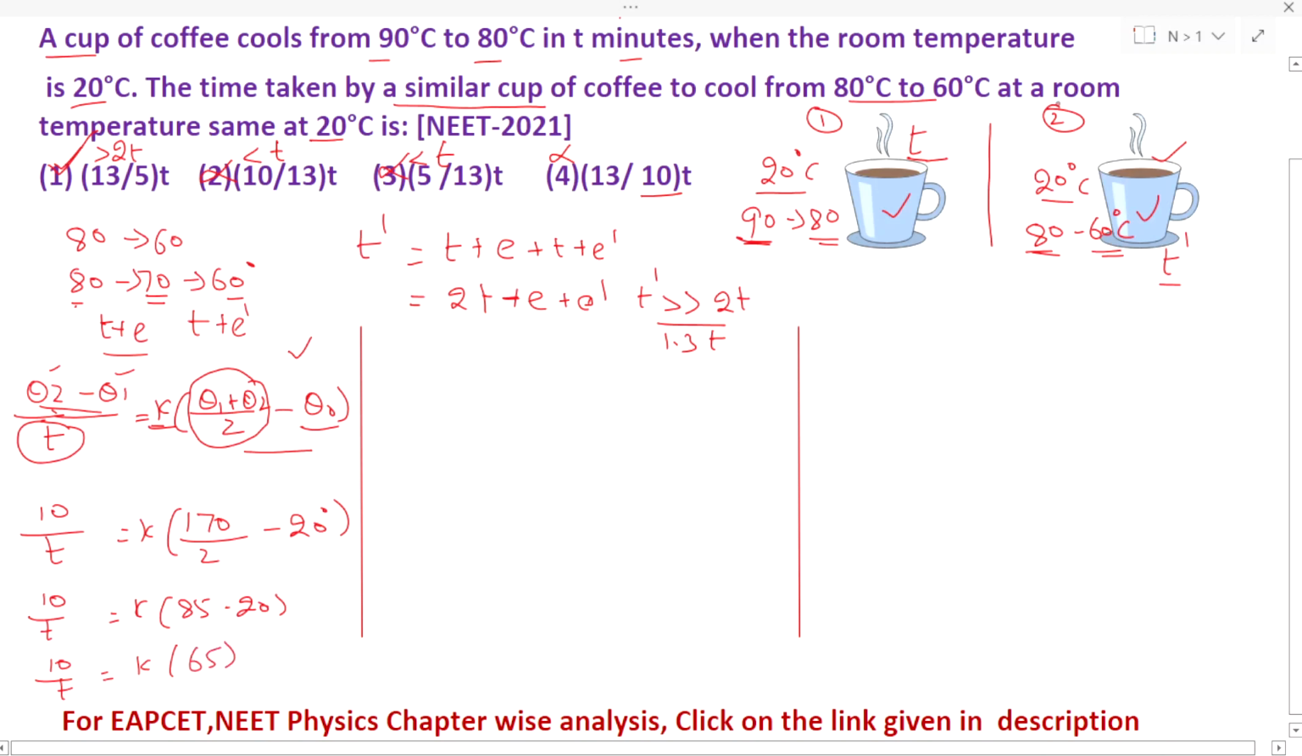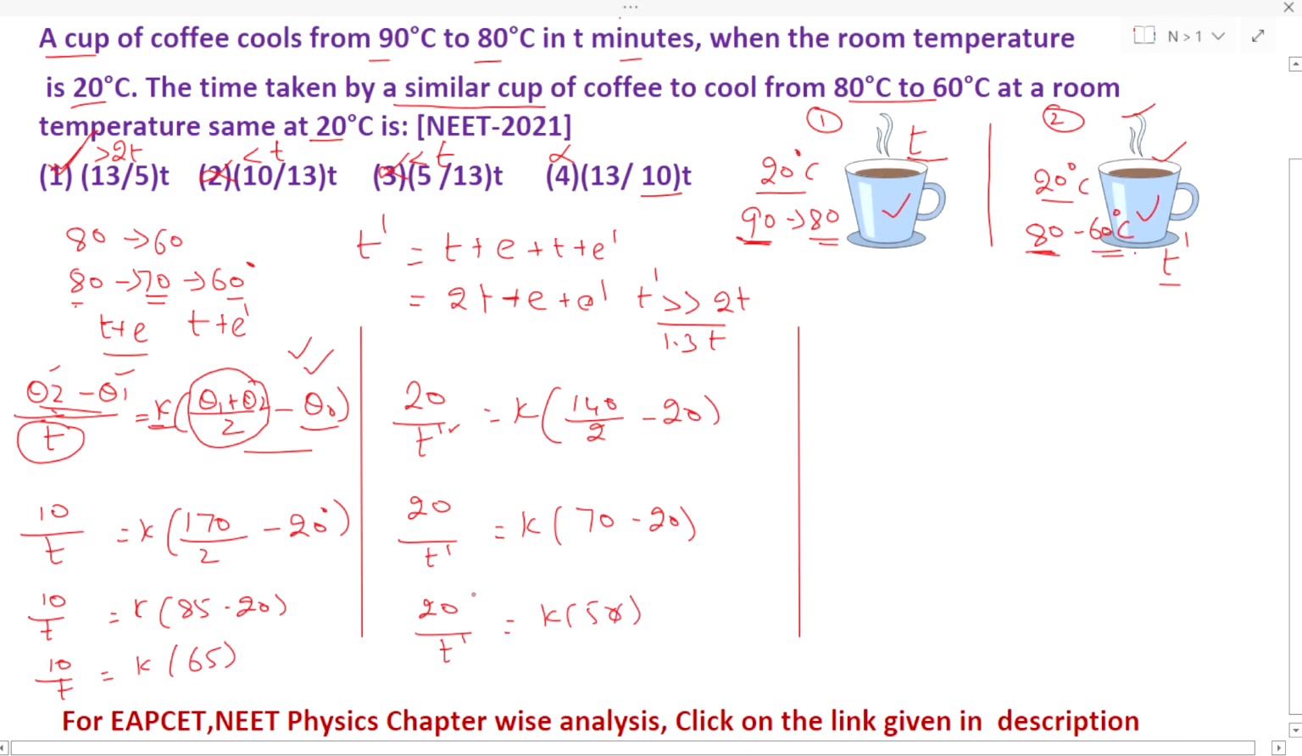Now let us apply this equation for case 2. When I apply that, what will I get? Theta 2 minus theta 1, that is 80 minus 60, that is 20 by t dash, this t dash you have to calculate, is equal to k into (theta 1 plus theta 2) by 2, that is 140 by 2 minus 20. That is 20 by t dash is equal to k into 70 minus 20, that is 20 by t dash is equal to k into 50. This k will get cancelled.